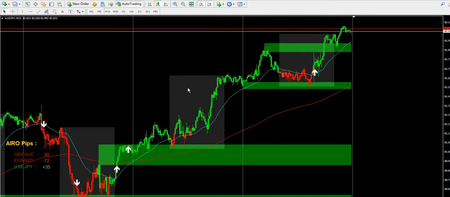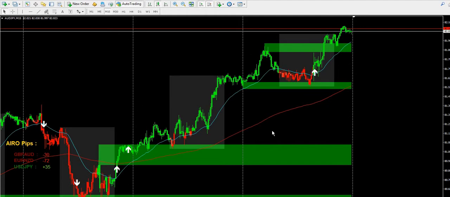I keep saying that the 200 acts like a beautiful magnet. It will drag price to it and then push and repel it away, like a support and resistance zone. The 200 EMA is beautiful for that. There's plenty of people out there that will teach you how to use it. Whatever speaks to you, go for it. I'm going to show you how I use it, and especially with AIRO.